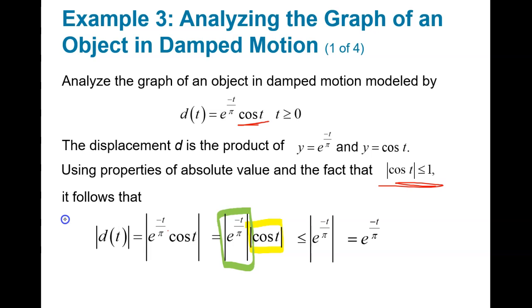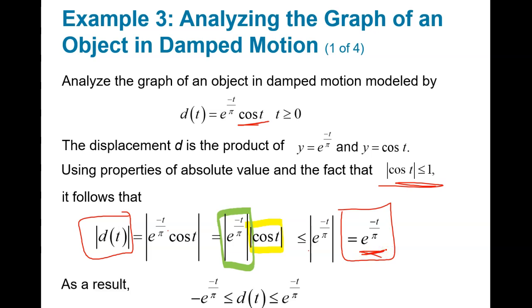E to a power can never be negative as long as we're dealing with real numbers. So what we end up with is this thing in absolute value is technically less than or equal to this. That means it's bounded above by the positive version and below by the negative version. That's just the definition of absolute value. And so we get an e to the negative t power above the axis and below, which bounds that cosine wave and kind of sends it to the x-axis.